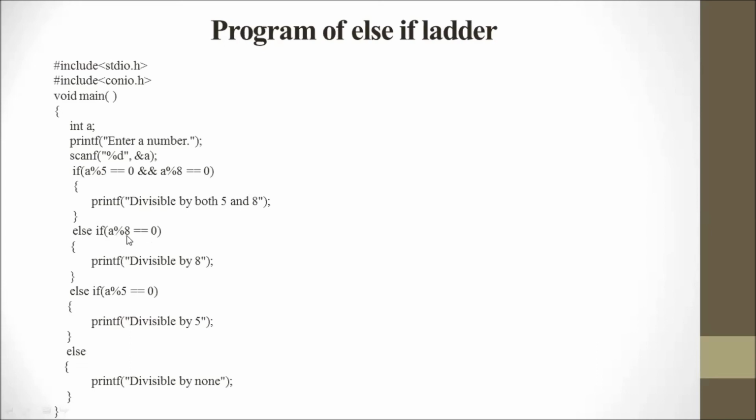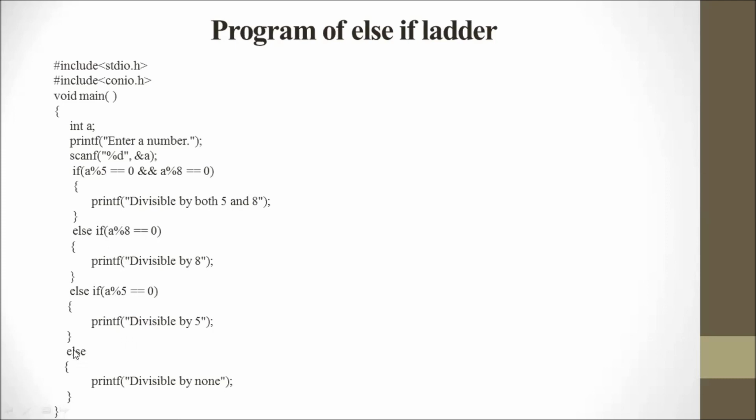So 20 divided by 8 equal to 0? So the result of 20 divided by 8 is not equal to 0. So this condition is also false and this statement will not be executed. So the control again passes here and checks 20 divided by 5. So the result is not equal to 0. So this condition is also false, so this statement will not be executed.